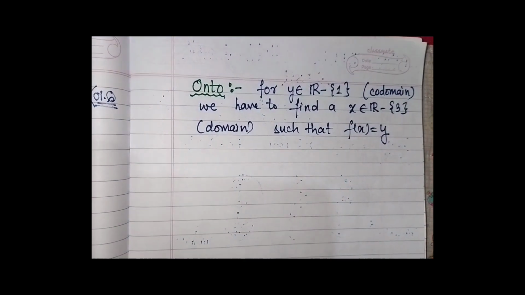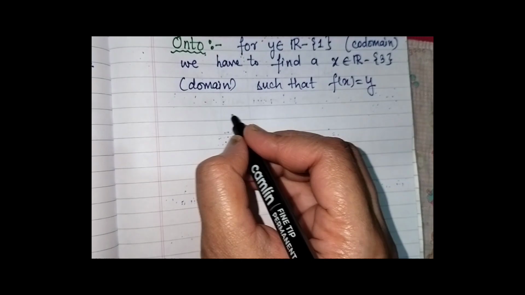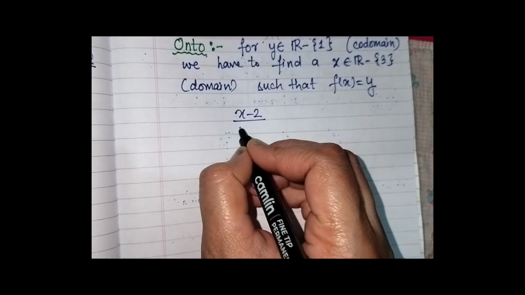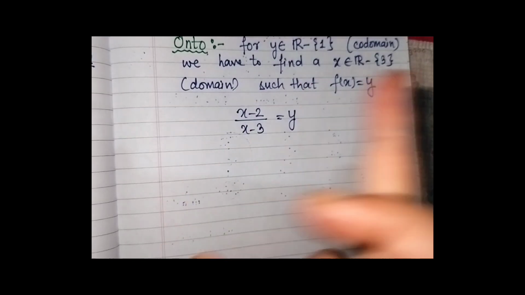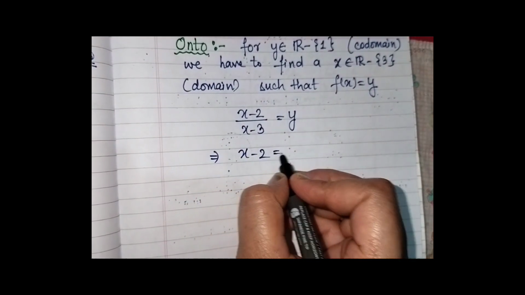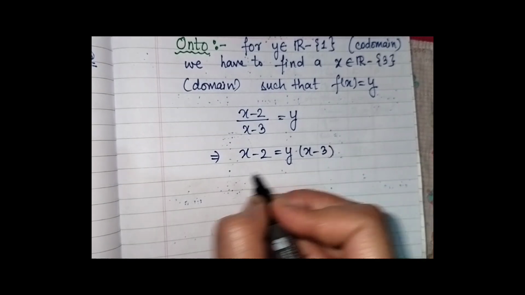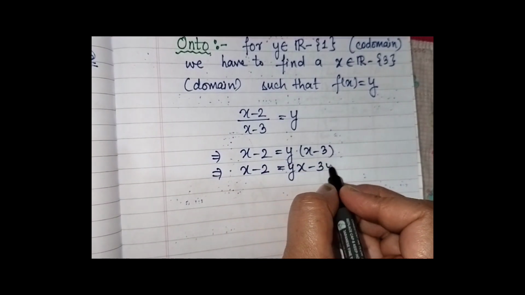So you have written the definition. Now you will write the definition of f(x) which is given in the question. So f(x), what is given in the question? It is x minus 2 upon x minus 3 which is equal to y. So what is our next step? You have to write x in terms of y. That means you have to just cross multiply the terms. So it is y into x minus 3. Simplify this. It is x minus 2 is equal to yx minus 3y.